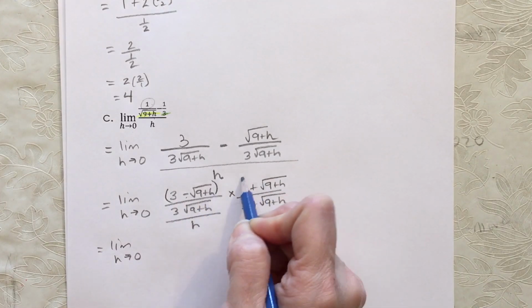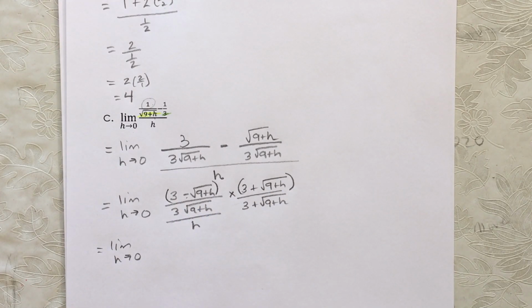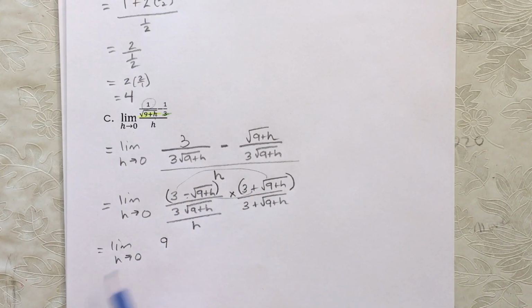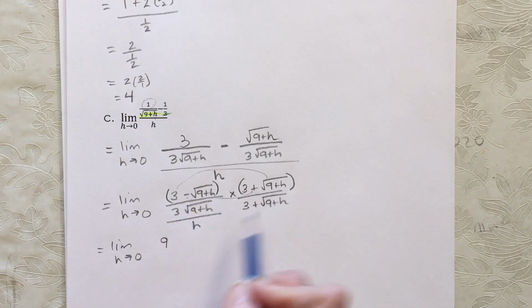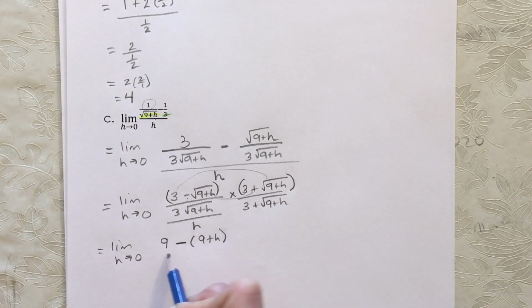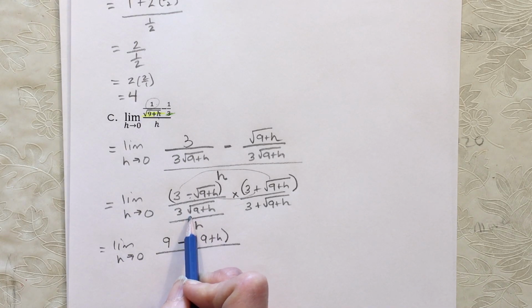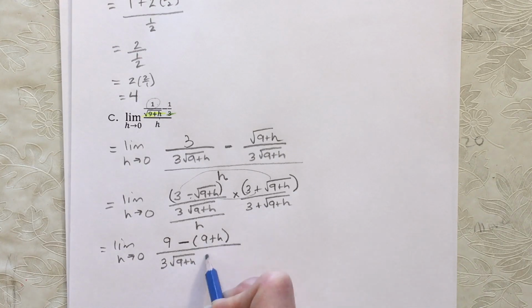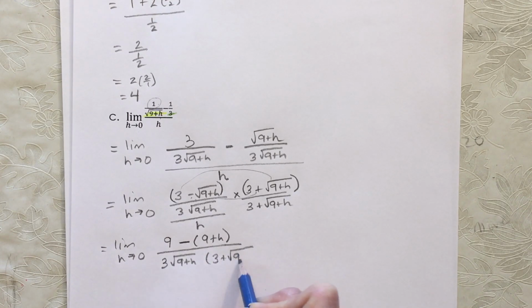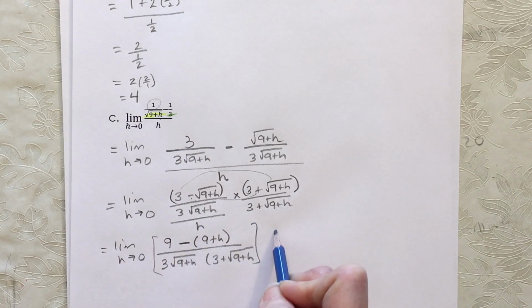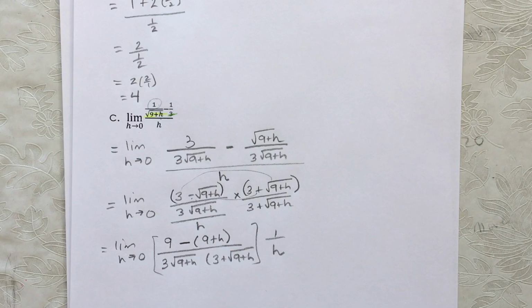So I'm doing the FOIL here. In the numerator of the numerator, I'm going to end up with 9. That's my 3 times 3. Then my outer and my inner will add to 0. And then my 2 lasts will multiply to give me minus bracket 9 plus h. And that's over the denominator, which is going to be 3 times the root of 9 plus h times 3 plus the root of 9 plus h. And then I'm going to multiply this whole thing by 1 over h. So now I've got a 2-layer fraction.